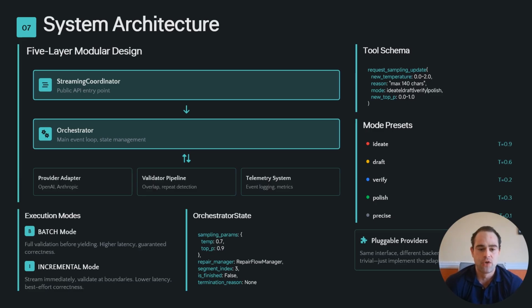And then we have 2 execution modes. Batch mode, which is full validation before yielding the response to be parsed by the pipeline, does have higher latency. The correctness is higher. And then the incremental mode is literally just using the stream buffer as it comes in, lower latency for your eyes, but then there's also this best effort correctness, which is kind of a disaster. Because this is an experiment, I really preferred the batch mode to get cohesive responses here, which I'll share with you soon.